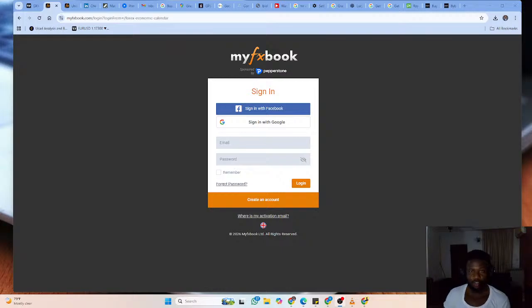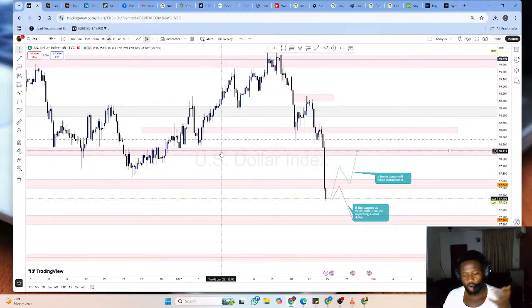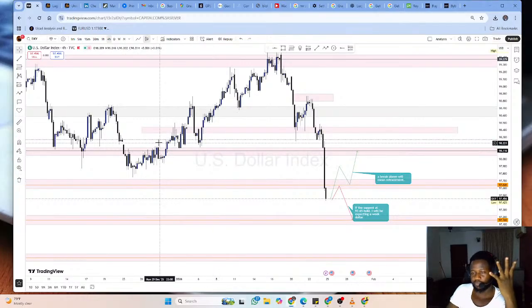Tonight I'm going to be looking at the chart. Basically, what we are going to be looking at tonight is the breakdown of what happened last week.